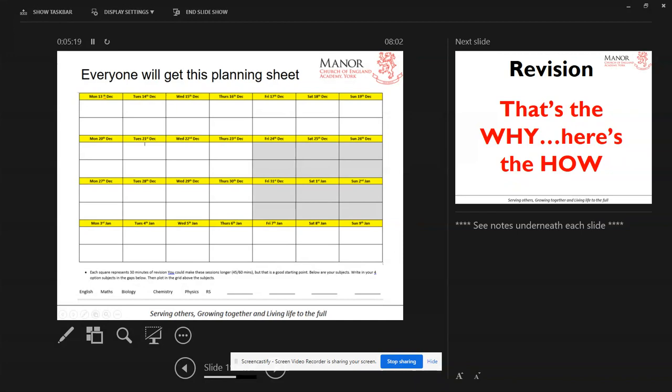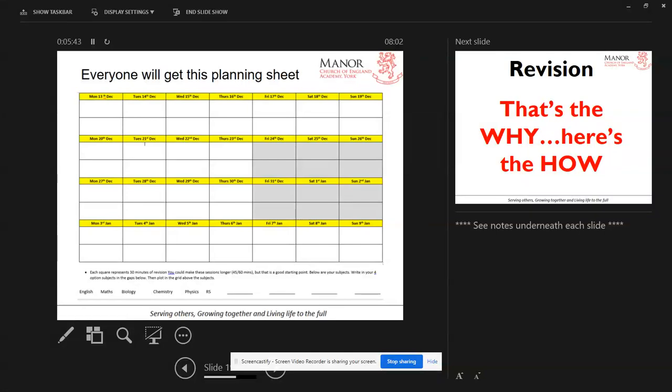At the bottom, write down your other option subjects and write in when you want to revise. I've scheduled 2 bits of revision per day. So what you might want to do is start off really small and do 15 minutes of, say, English, 15 minutes of maths. Day after, do 15 minutes of biology, 15 minutes of chemistry. Day after, you might want to increase that to 20, 25, and so on, up to about 30 minutes.